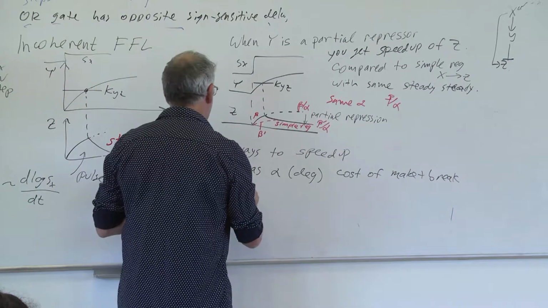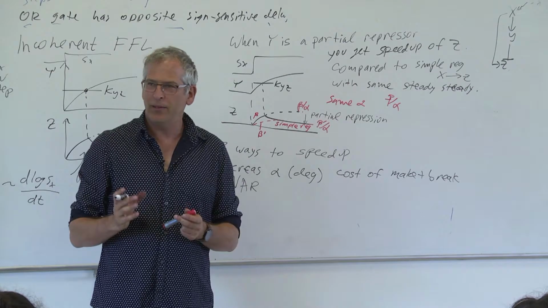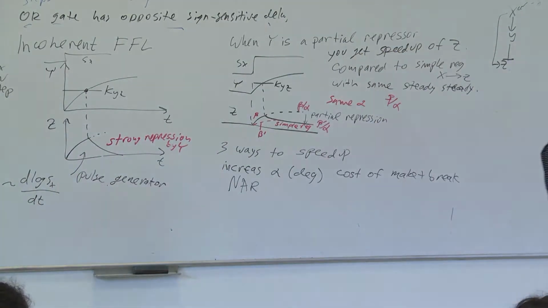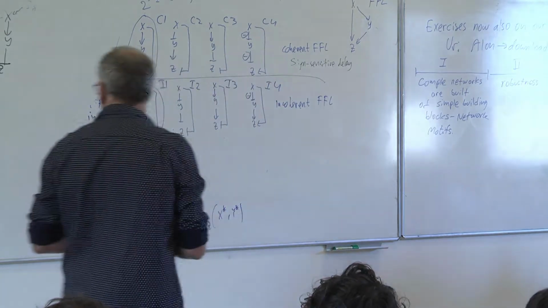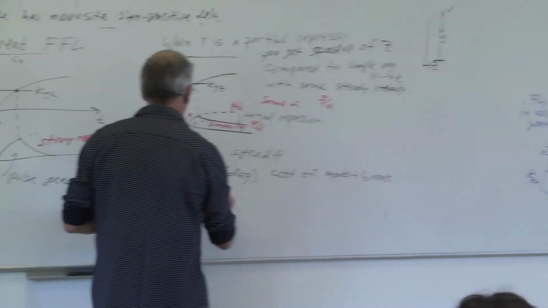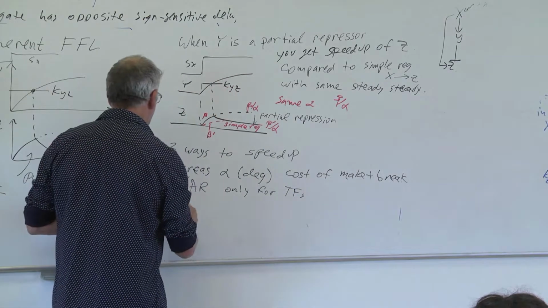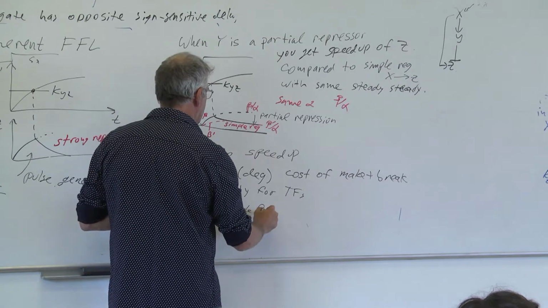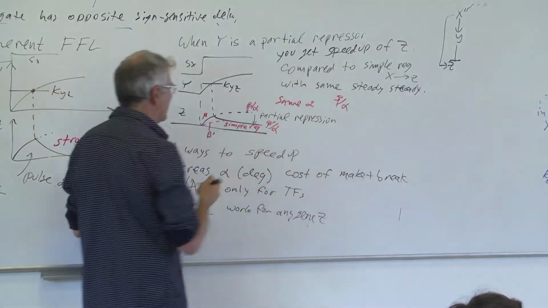Another one is negative autoregulation, which is great. You don't need to make and break, but I didn't mention last time that it only works for transcription factors, because they have to negatively regulate themselves. It doesn't work for the majority of genes, which are not transcription factors, which are enzymes. So only for transcription factors. And then we have IFFL, incoherent feed-forward loop, which can work for any gene, gene Z, not only for transcription factors.